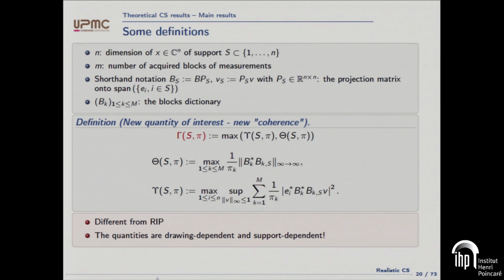So, a few comments. The first one is that it's totally different from RIP, because here I'm depending on S, the support of the signal, so I'm not uniform over every sparse signal. And quantities are, of course, dependent on pi here, and support dependent through S.